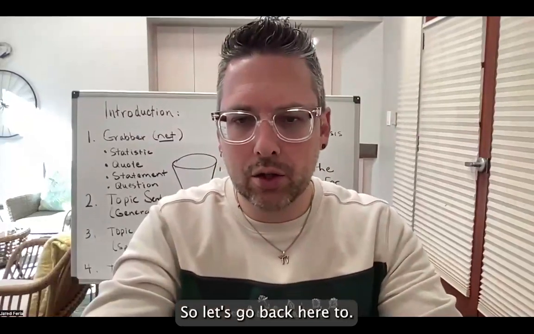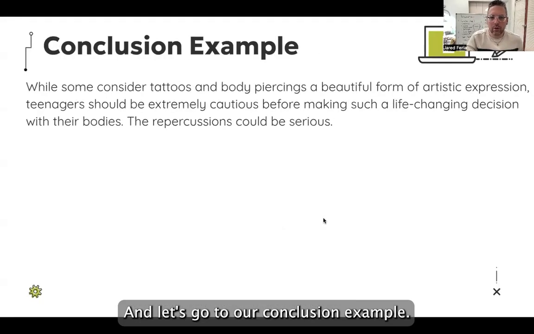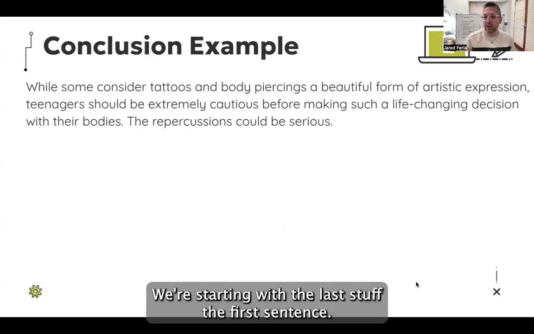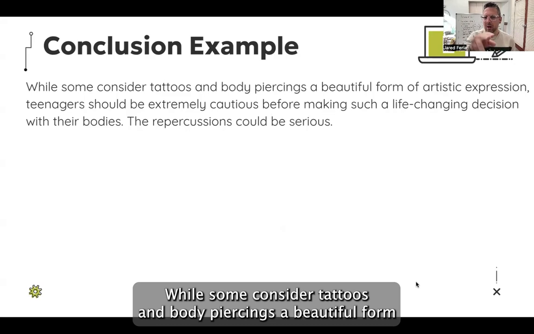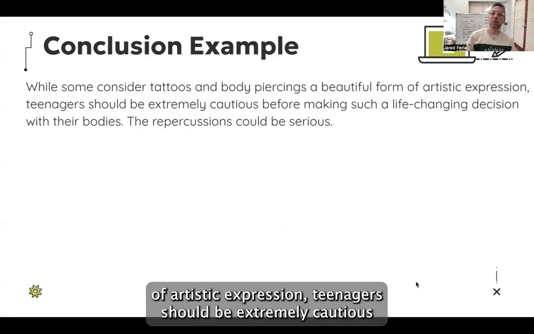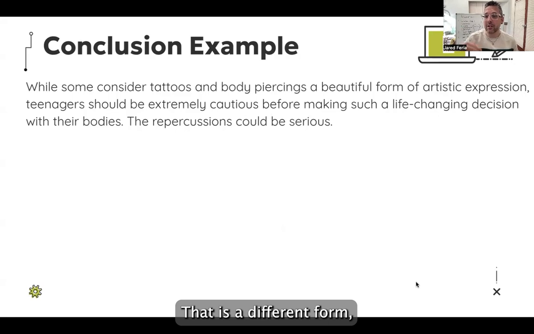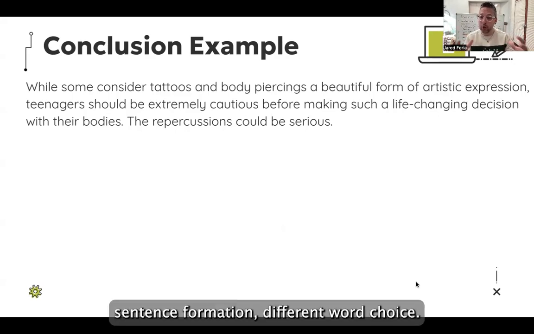So let's go back here to the desktop. And let's go to our conclusion example. All right, so we're starting now in reverse. We're starting with the first sentence. And look at the ways I've changed this. While some consider tattoos and body piercings a beautiful form of artistic expression, teenagers should be extremely cautious before making such a life-changing decision with their bodies. The repercussions could be serious. That is a different sentence formation, different word choice.